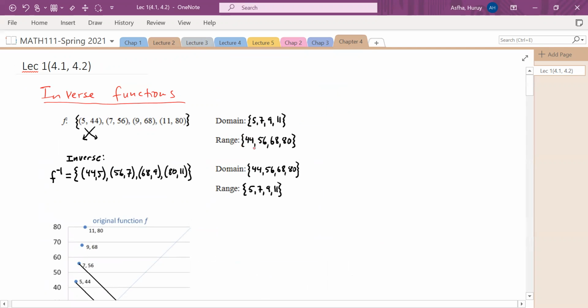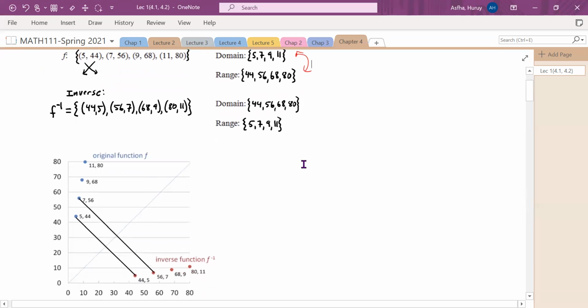this list of elements. Now, the inverse will switch this one, okay? For the inverse function, the domain of f becomes the range of the inverse of f, and the range of f becomes the domain of the inverse function. Therefore, we write f inverse, well, we just flip this. 5,44 becomes 44,5. 7,56 becomes 56,7, and so on. So basically, this is what we call an inverse function, okay? We just switch the domain and the range.